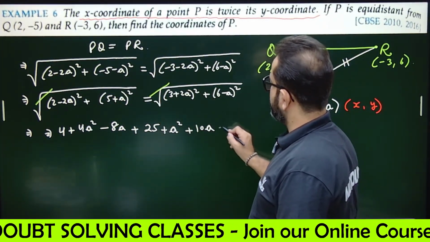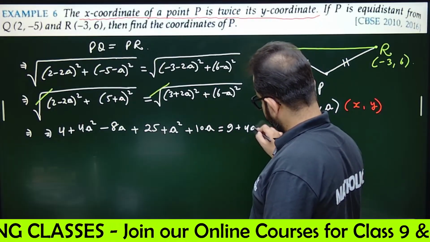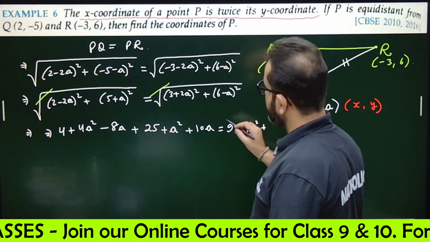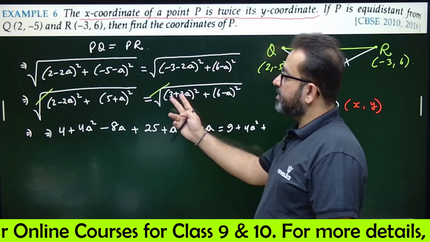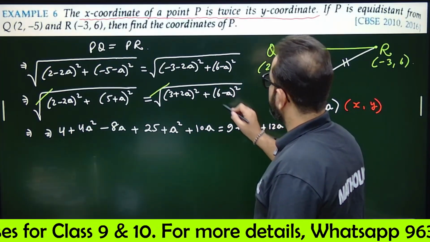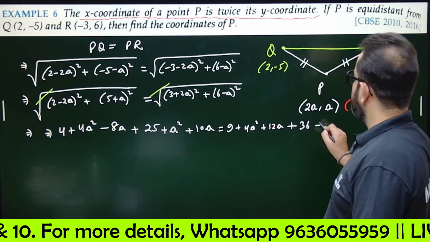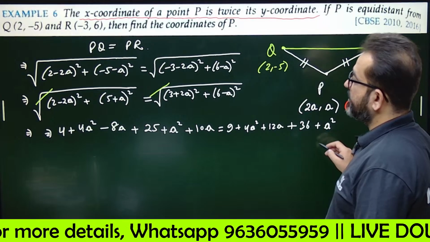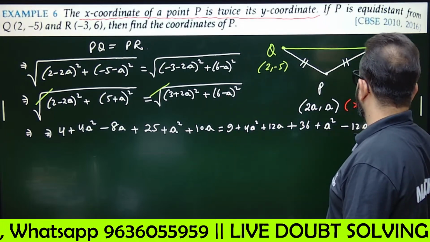(3 plus 2a) whole square: 3 square is 9, (2a) square is 4a square. Plus 2ab would mean multiply both of these and then multiply by 2. 3 into 2a is 6a, 6a into 2 will be 12a. Plus (6 minus a) whole square. Open it: 6 square, 36, a square will be a square, and minus 2ab would mean minus 2 into 6a, that means minus 12a.